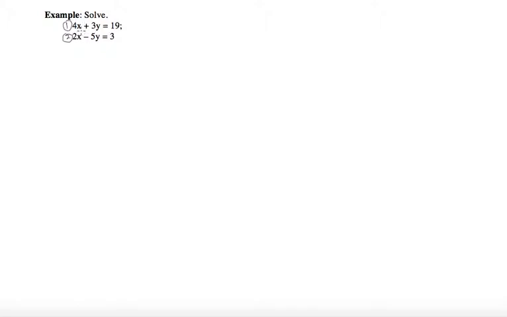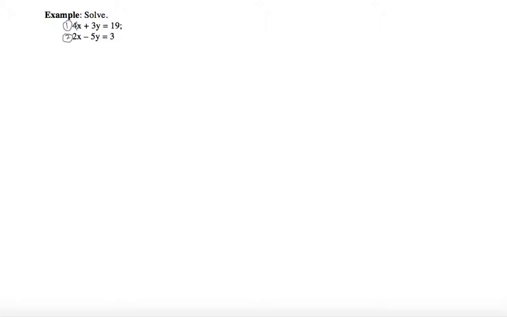Here, if we wanted to do this by substitution, to solve for x, we'd have to divide by 4. To solve for y, we'd have to divide by 3. Here, we'd have to divide by 2 or 5, and it's just not pretty because we end up getting fractions that aren't fun to work with. So we're going to do this by multiplying one of these equations by something and then adding them together.